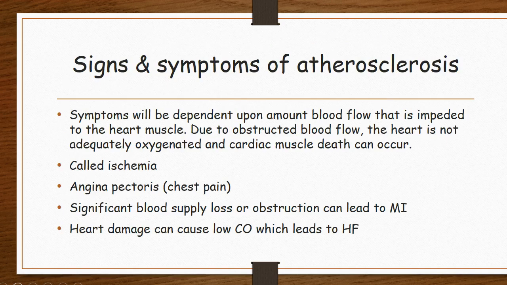So signs and symptoms of atherosclerosis are going to be dependent on the amount of blood flow that is impeded to the heart muscle. Your heart is not adequately oxygenated, and that's why you have cardiac muscle death. It can be called ischemia, chest pain, angina. If you have a significant blood supply loss or significant obstruction, it can lead to MI. Heart damage can cause a low cardiac output, which leads to heart failure. So a risk factor for heart failure is myocardial infarction.